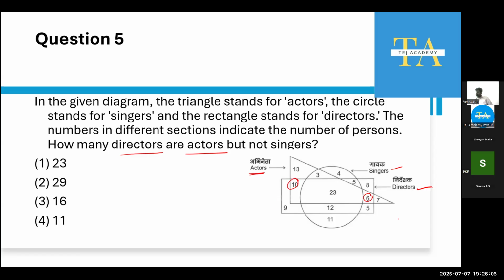Next, any other number? Not for the singers. So 10, 6. Is any other number? No, sir. So 10, 6, how much? 16. So 16 means which option? Option 3. So next question number 6.